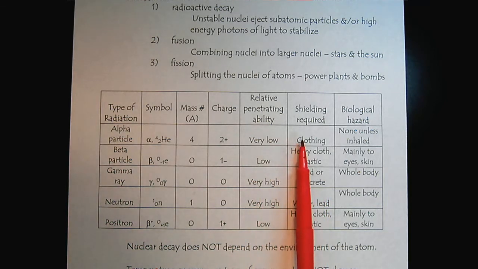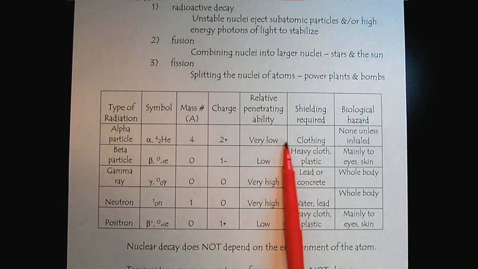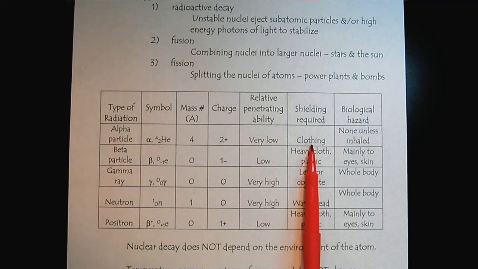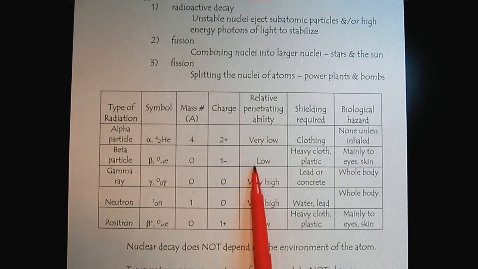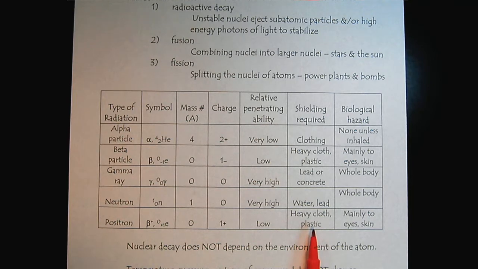Something with very low penetration, like an alpha particle, our clothing will stop. And even with the beta particles, if we have heavy cloth or plastic, it will stop the beta and positron particles, and they will not be able to get into our body. However, gamma rays and neutrons, with their very high penetrating ability, we need lead, concrete, or water.